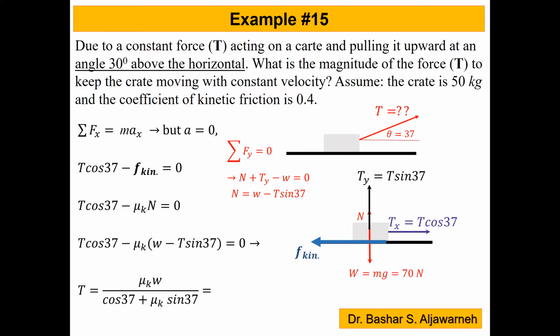Okay, what if the force is not horizontal to the surface? We will see it in this example. Due to a constant force, tension T, acting on a cart and pulling it upward at an angle 30 above the horizontal, what is the magnitude of the force T to keep the cart moving with a constant velocity? The mass is given and the kinetic friction is given too.